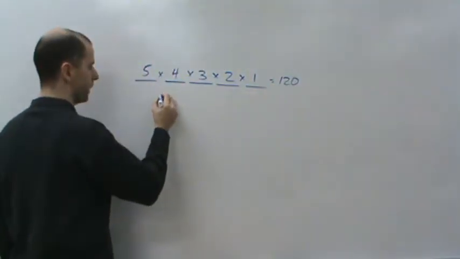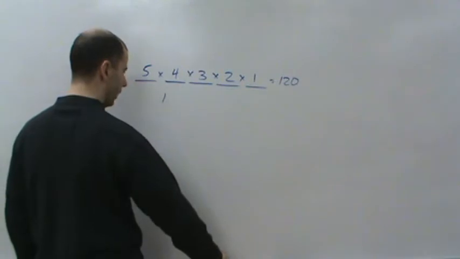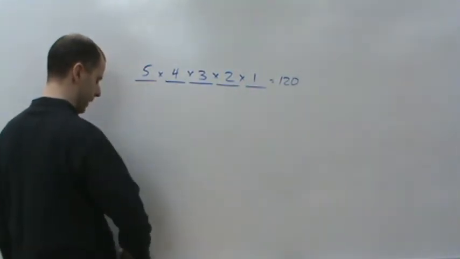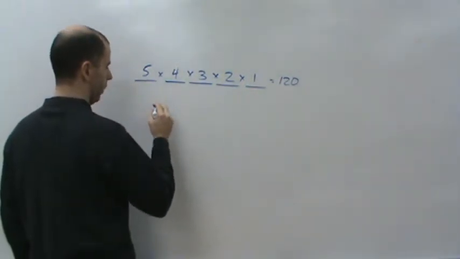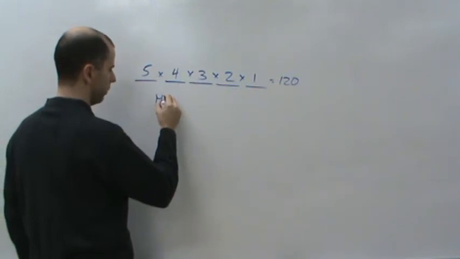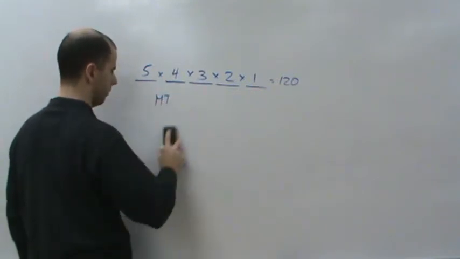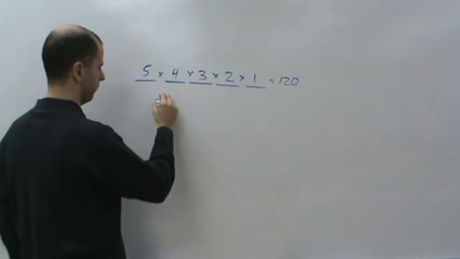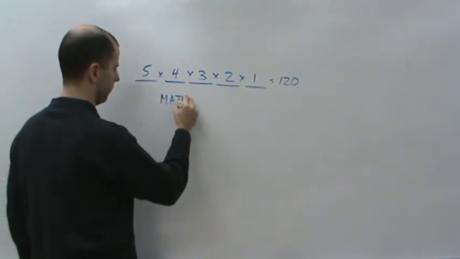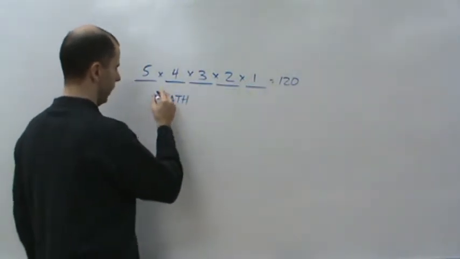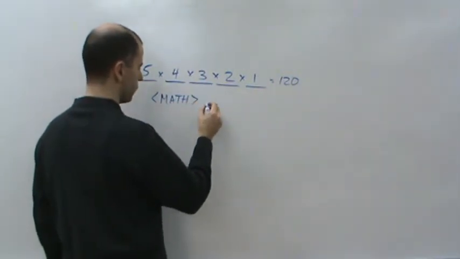Well, or I can use my calculator and just use the factorial key on my calculator. So I can go to math, right? I can go to my math key, and then I can go to probability.